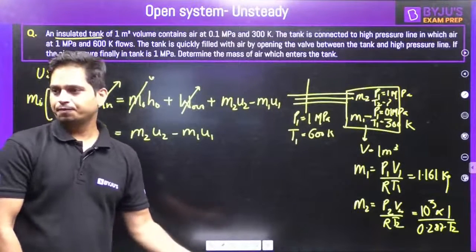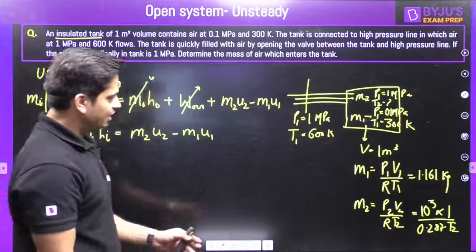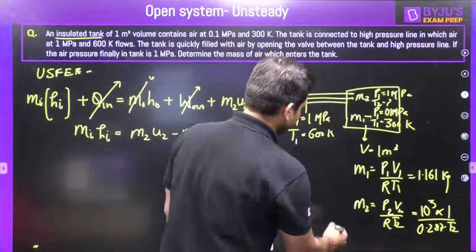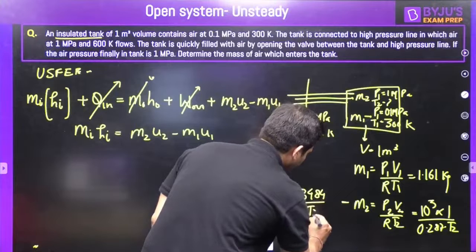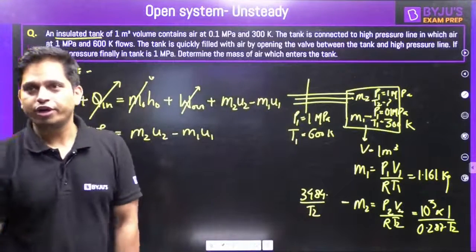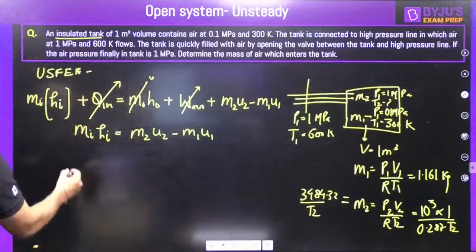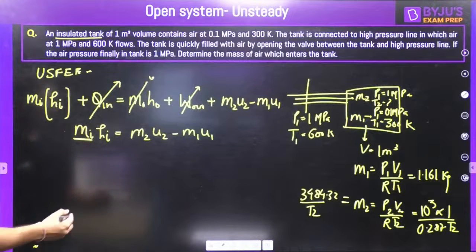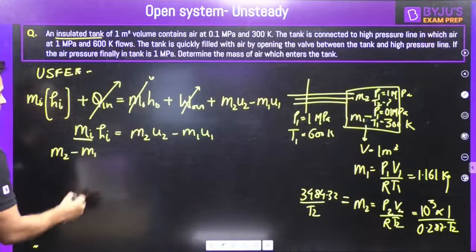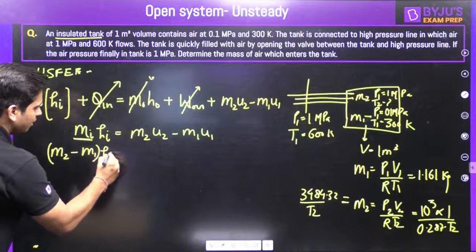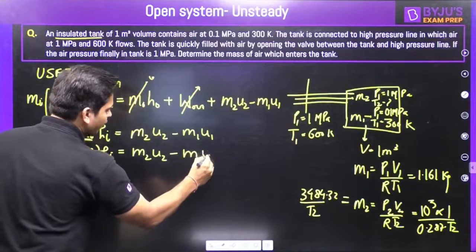Could you please tell me how much is M2? 3484, that is correct. I think that is correct. This is 3484 by T2, 3484.32. That is M2. Now what is M entered? How much M is entered? M entered is M2 minus M1. Mi Hi is equal to M2 U2 minus M1 U1.